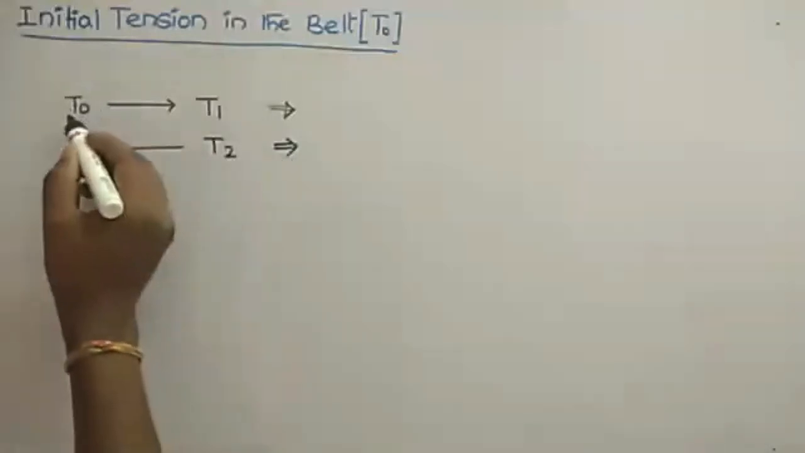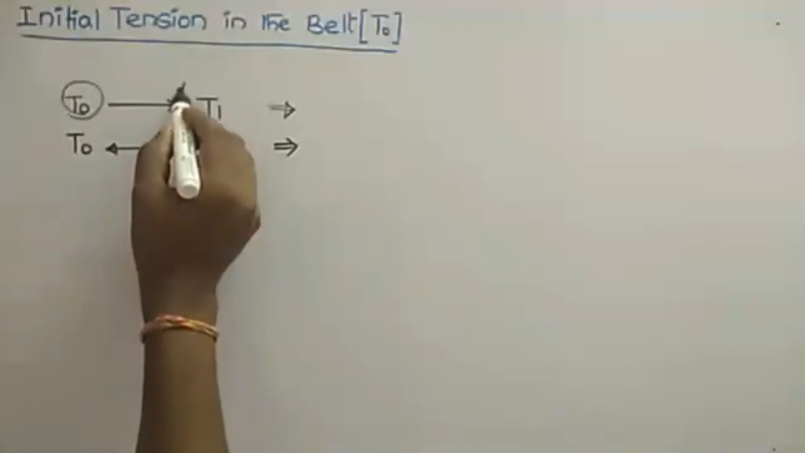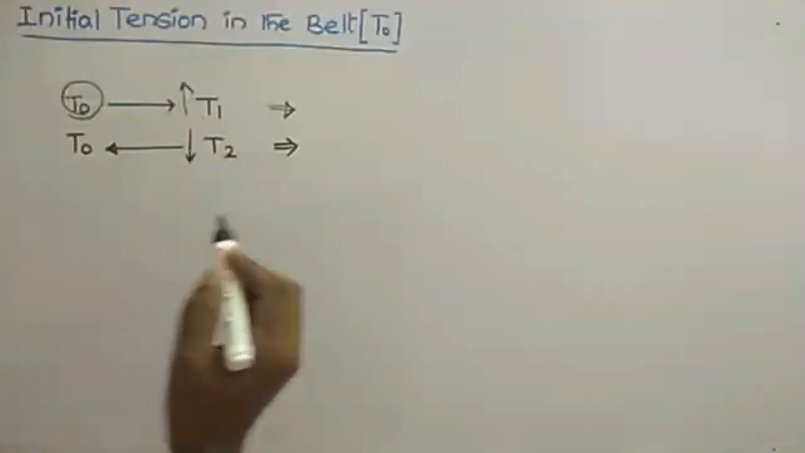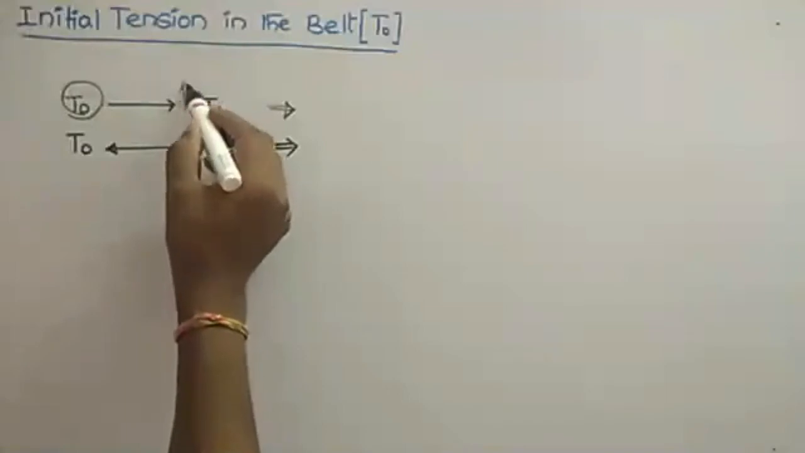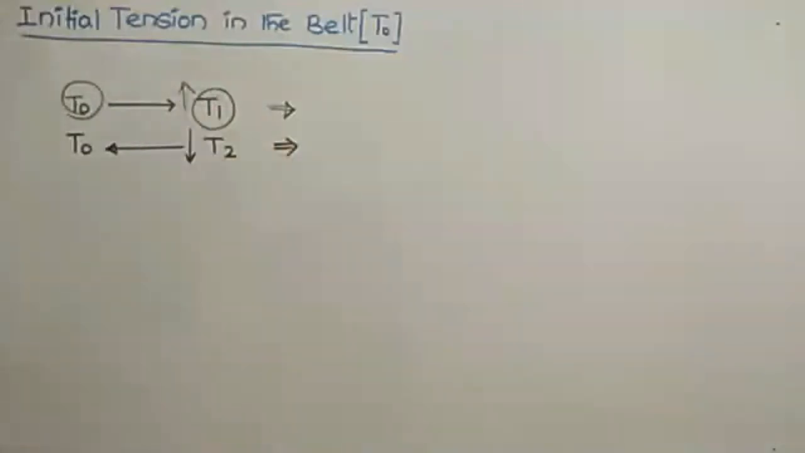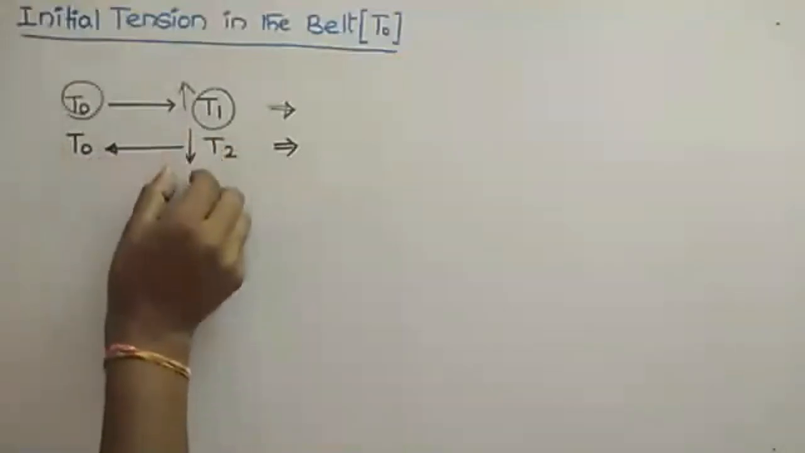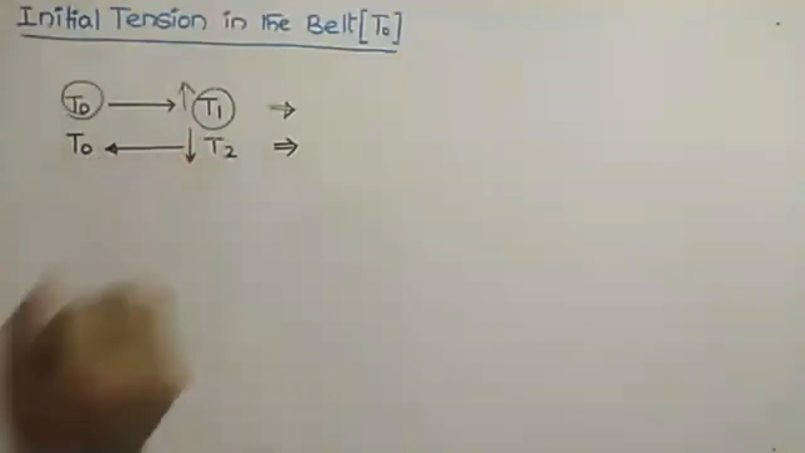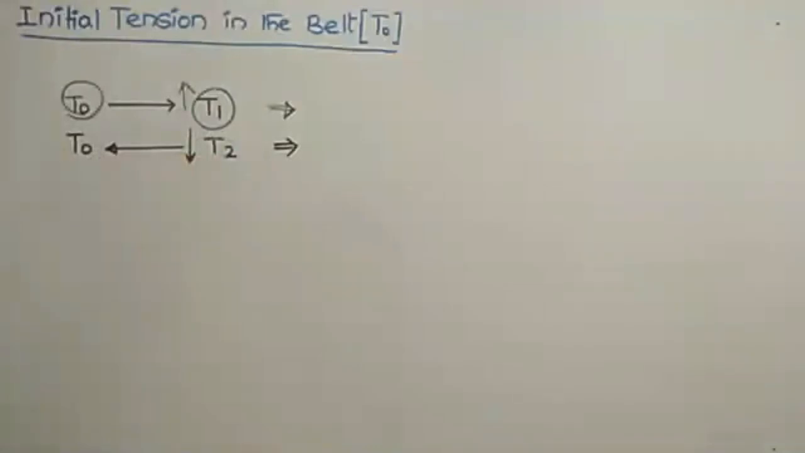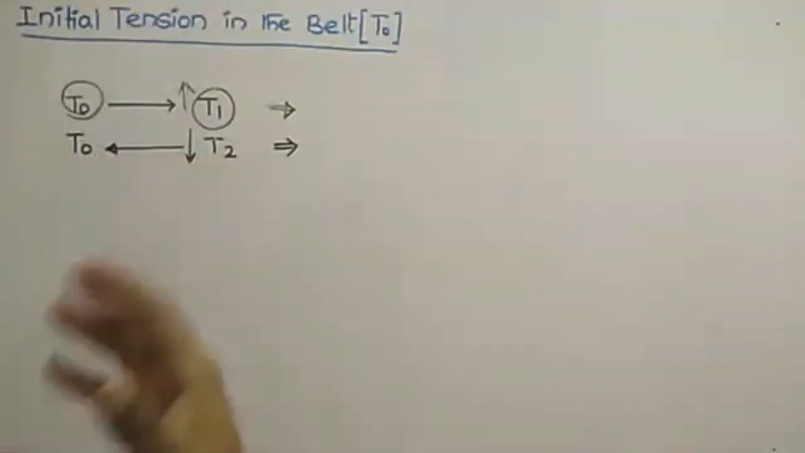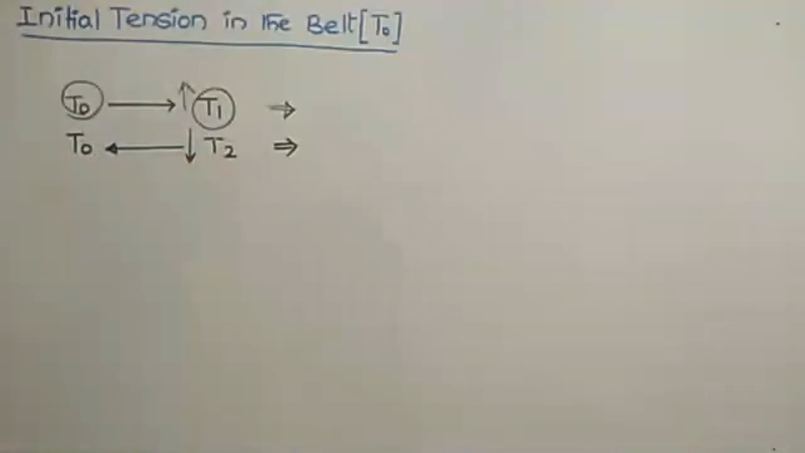So the initial tension is increased on one side and decreased on the other. On the tight side, the initial tension is increased and the final value is T1. On the delivery side or slack side, the initial tension is slightly decreased and reaches the value T2. So due to the rotation or movement, the initial tension value is altered.